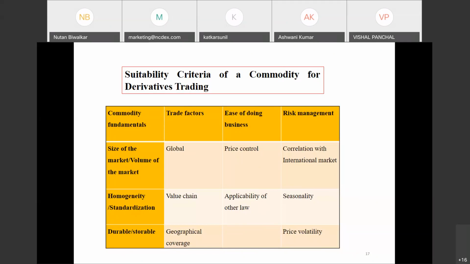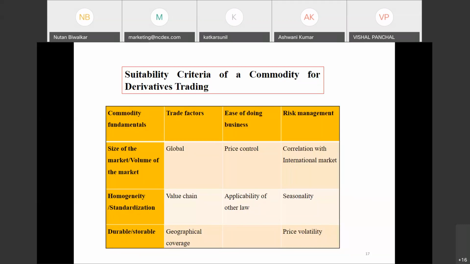If heterogeneous laws are applicable, then it is very difficult for that commodity to trade on the futures market. So homogeneity and standardization: the commodity should be homogeneous and capable of being standardized. And the most important feature is durability. The shelf life of the commodity should be large enough so that arbitrage can take place. The prices should be volatile. Then if it is correlated with the international market, we will get more price discovery points. The commodity should be free from price control.